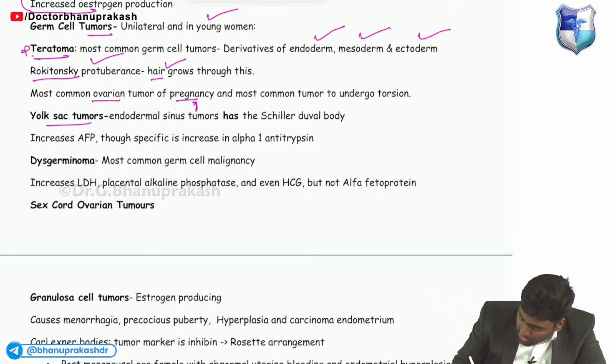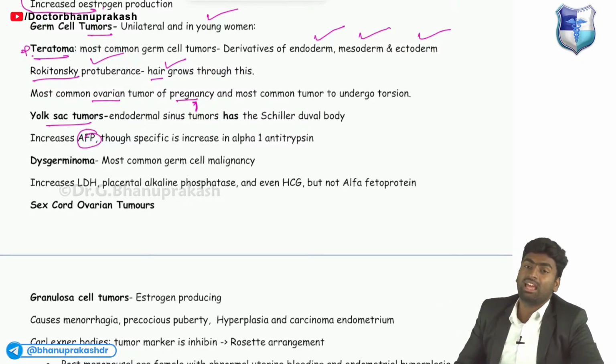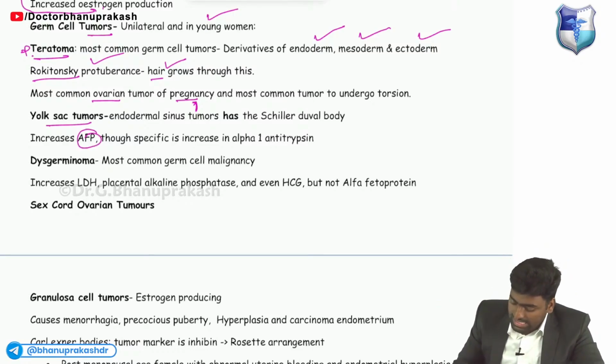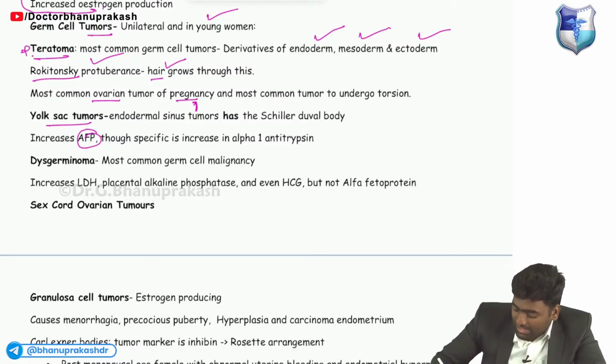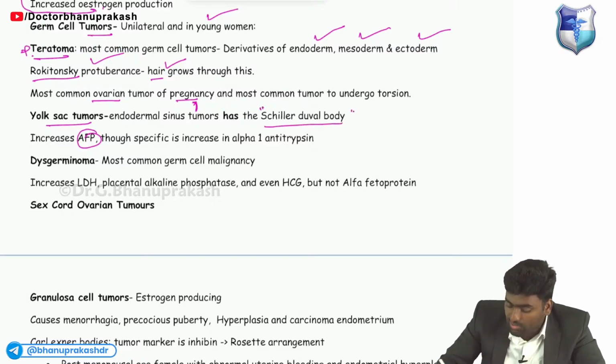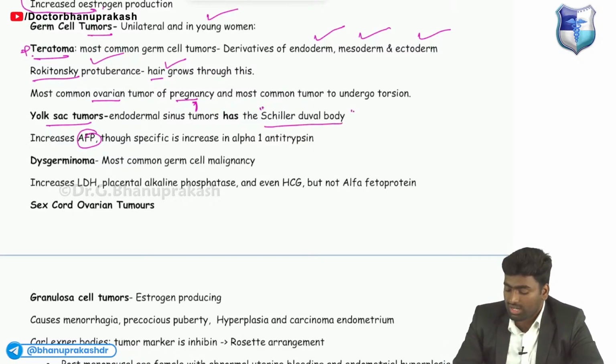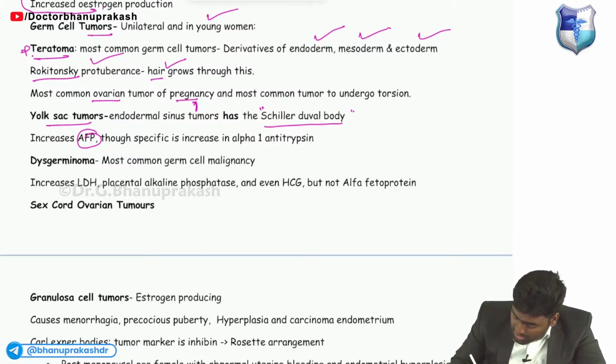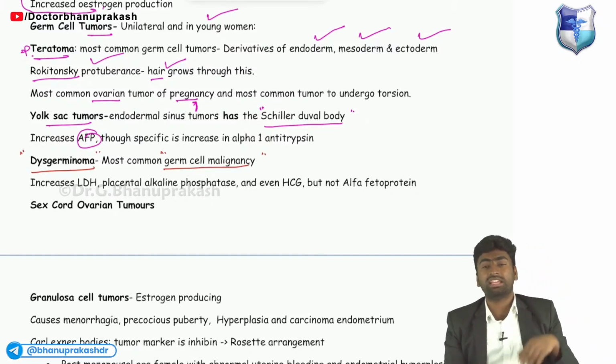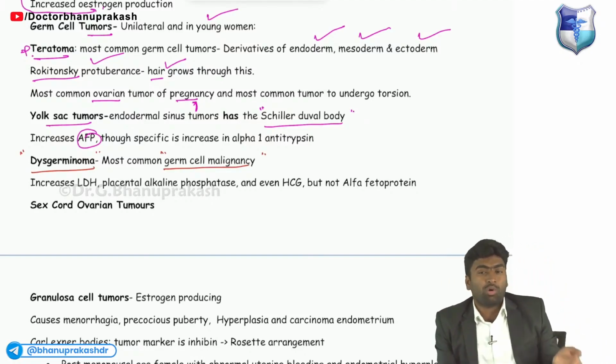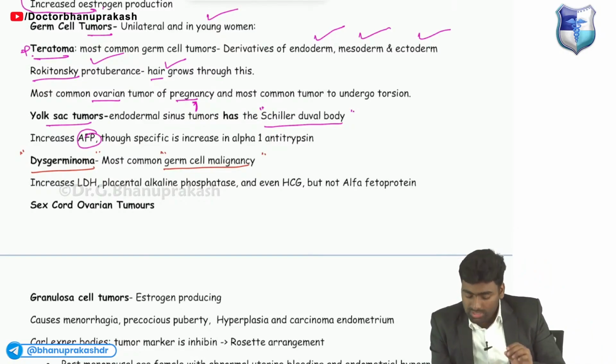And about the yolk sac tumor, just remember, it will have increased alpha fetoproteins, and here you will be able to see Schiller-Duval bodies. Fine. And next, about the germinoma. It is the most common germ cell malignancy. In males, it is the counterpart of the seminoma.